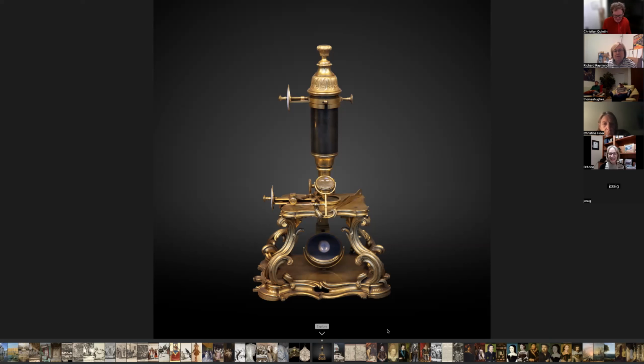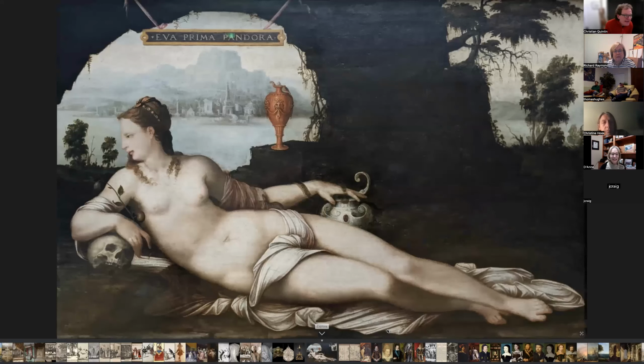So I'll show you some painting now. Just wanted to set the tone to show you that it was not only painting that was made. This is Jean Cousin the Elder. He was born in 1500. He was an engraver and a painter. This is a famous painting that is at the Louvre called Eva Prima Pandora. It's an oil on panel.